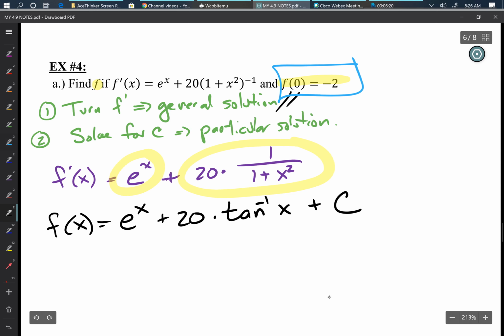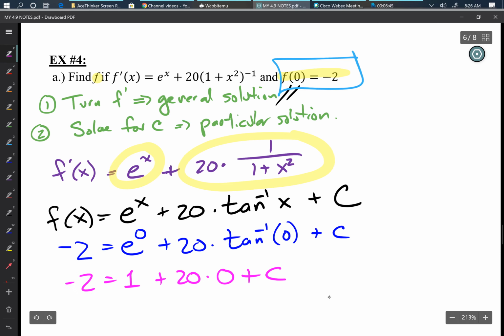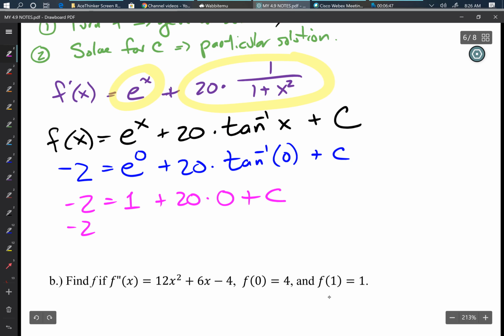The initial condition tells me that negative 2 is equal to e to the 0 plus 20 times the arctangent of 0 plus c. Okay, I'm going to do a little bit of simplification. Negative 2, e to the 0 is 1, plus 20 times, what's the arctangent of 0? Well, the arctangent of 0 is 0, plus c. So it looks like we've got negative 2 is equal to 1 plus c. So c must be negative 3.